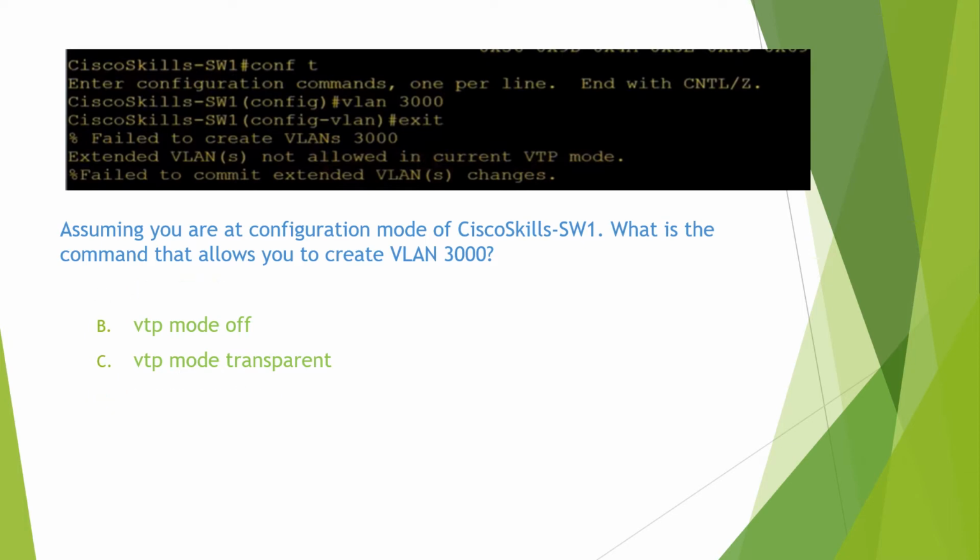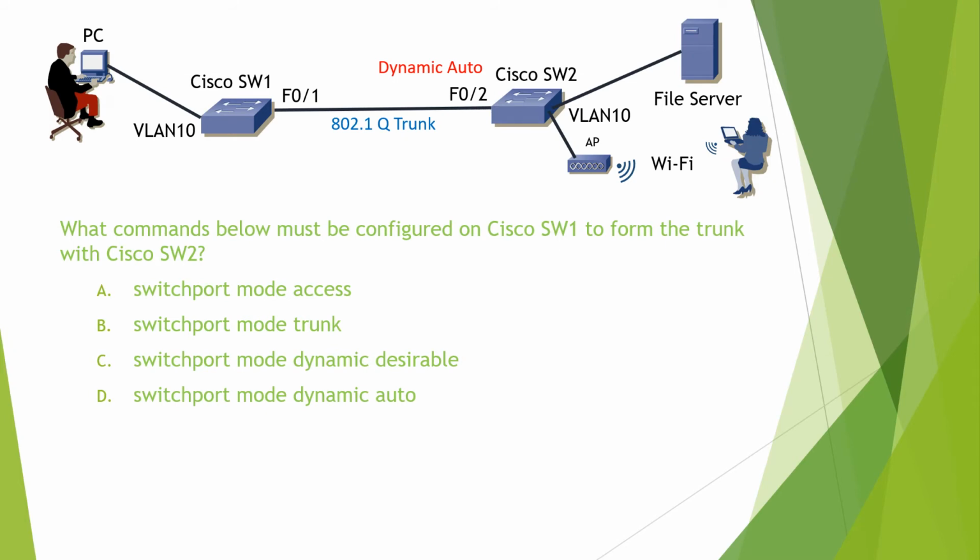You can find the detailed explanation for this question in the video, VTP and extended VLAN. What commands below must be configured on Cisco switch 1 to form the trunk with Cisco switch 2?